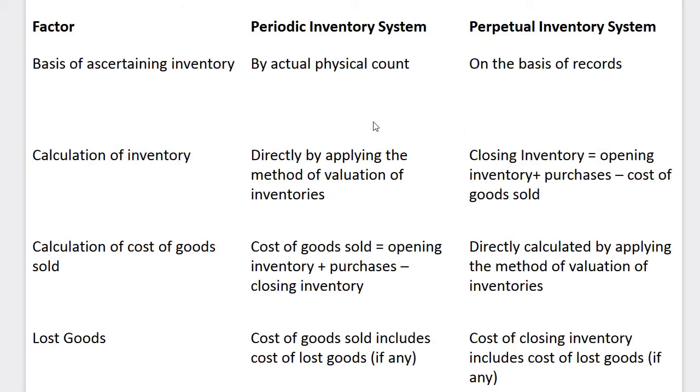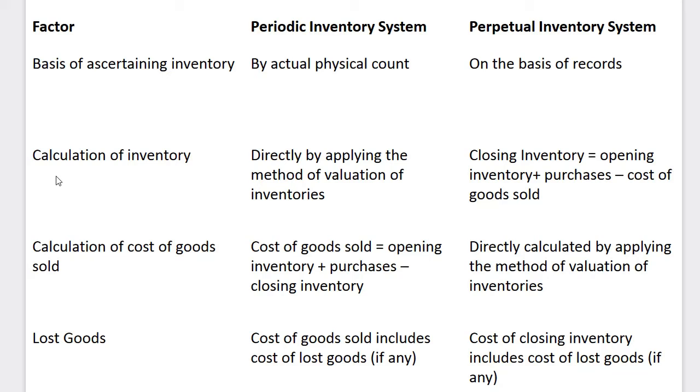Okay, so these are some of your inventory management or inventory systems. And from the left side, we have the factors. Factor is basis of ascertaining inventory. If you are doing the periodic inventory system, then you're doing it by actual physical count. If it's perpetual, on the basis of records, which is really based also on the physical count. But this is more of computerized accounting.